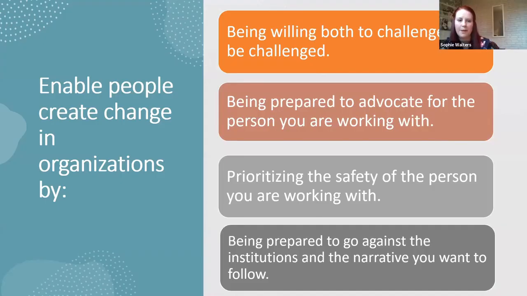So we're going to enable people to create change in organisations by being willing to both challenge and be challenged. And for me, that's part of what makes the role interesting. Being prepared to advocate for the person you're working with. And like Sarah says earlier, prioritising the safety of the person you're working with above and beyond the safety of the institution. And being prepared to go against the institutions and the narratives you want to follow.